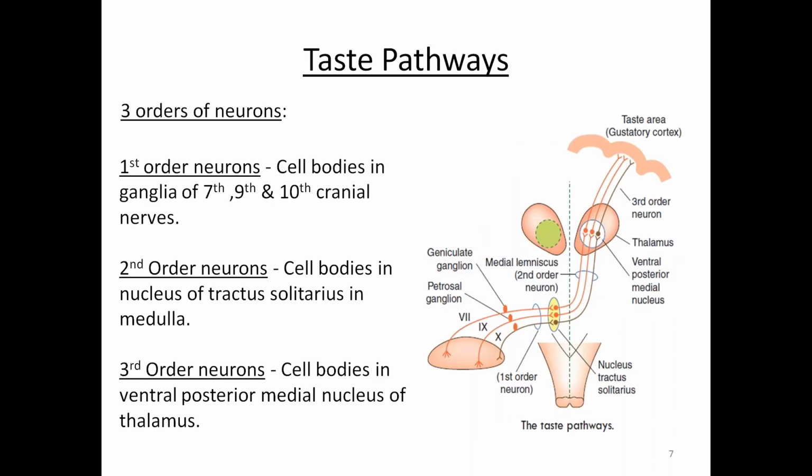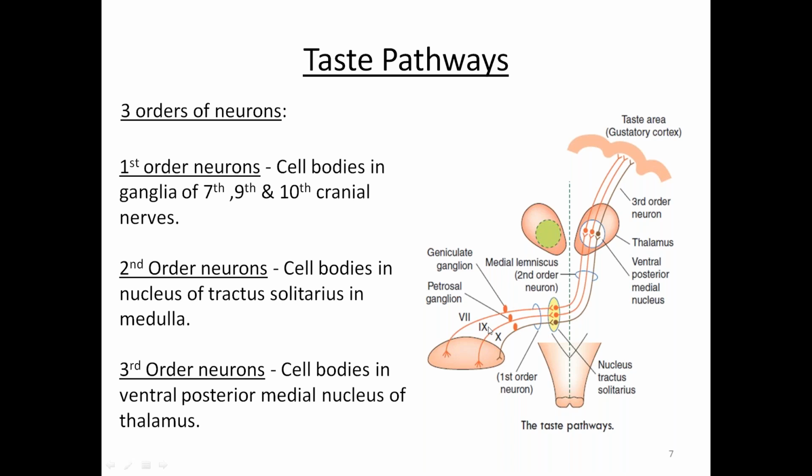Now let's learn about the taste pathways, which is a very important topic, both theory and viva wise. So the taste pathway consists of 3 orders of neurons: first order, second order, and third order. So the cell bodies of first order neurons innervating taste cells in taste buds are located in different ganglia of, as I mentioned to you, 7th, 9th, and 10th cranial nerves.